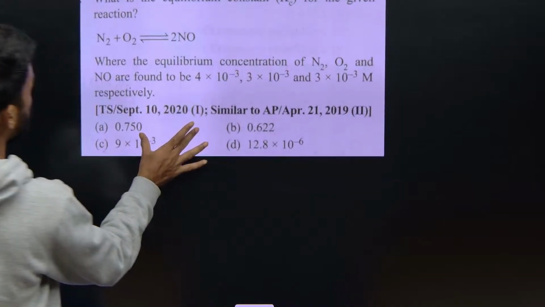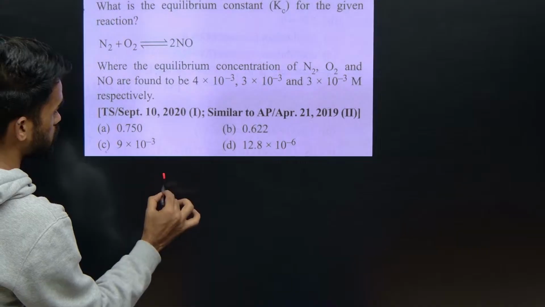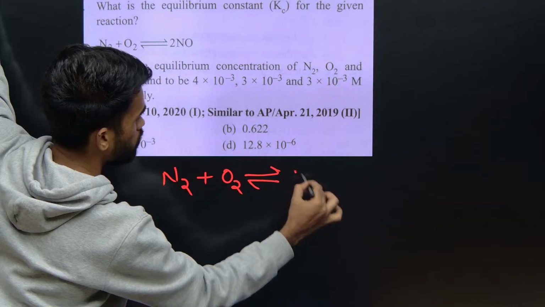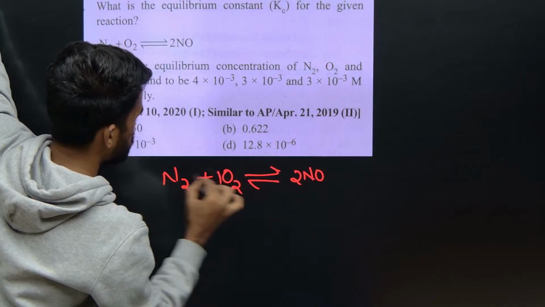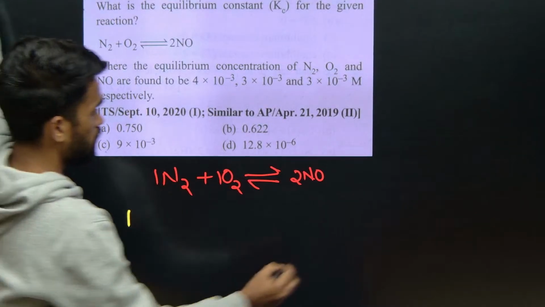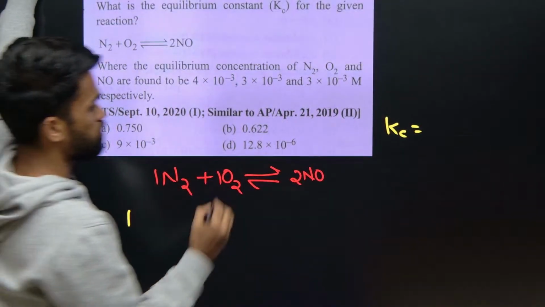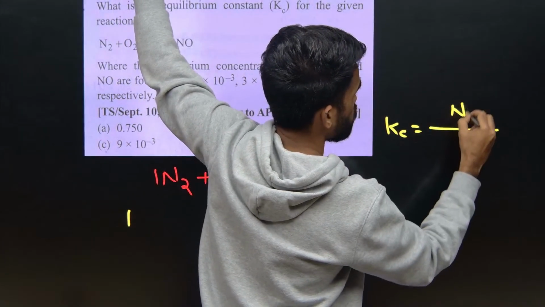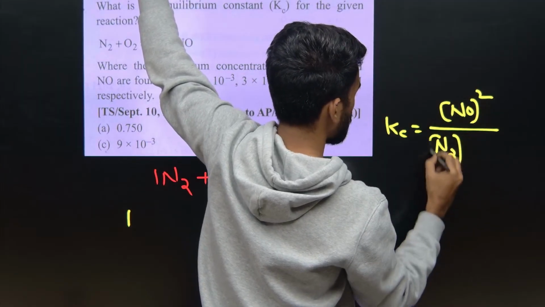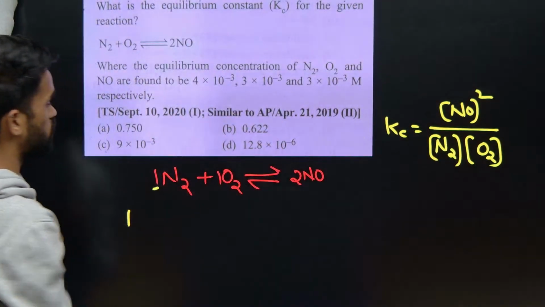Very simple. Look at this. The same way which we did for the previous case, we can do it here also. See, N2 plus O2 combines to form 2NO. Okay. What is the equilibrium constant Kc given for this reaction? Kc means we can write concentration of product NO to the power 2, over concentration of N2 and concentration of O2 to the power 1, because their stoichiometric coefficients are 1.